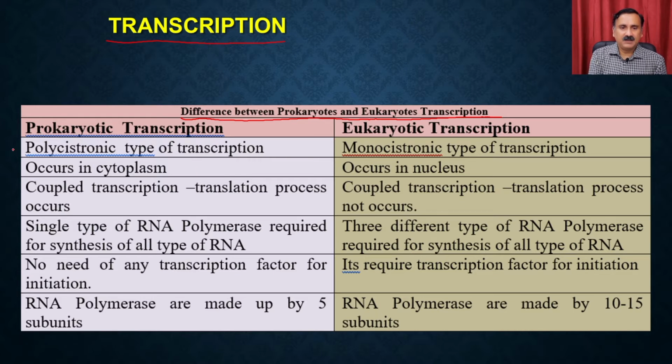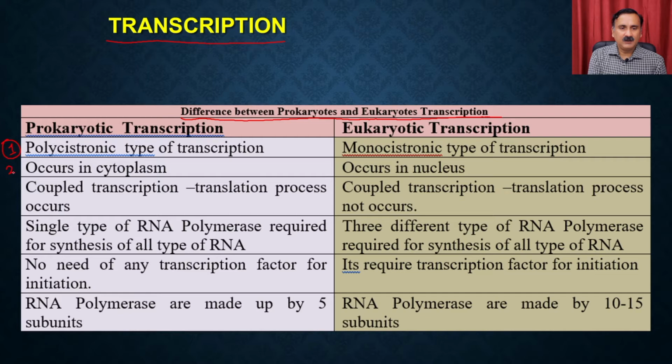The first difference is that prokaryotic transcription is polycistronic, which means a single RNA is going to be transcribed for different types of polypeptide chains. Whereas in the case of eukaryotes, it is going to be monocistronic.